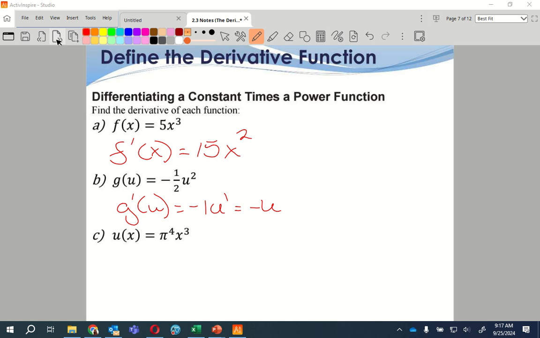Next one, pi is a number. I treat it like a number. So, whatever this number is, it's going to be u prime of x. That gives me 3 times the number out front, which is pi to the 4th power, times (x minus 1) squared, because I need to subtract 1 from my exponent there. Good.